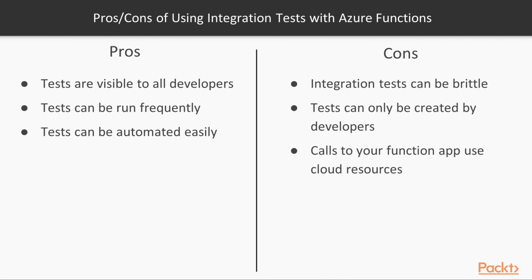So what did we learn? Well, we created a simple function app that sums two numbers, returning the result. We created a Visual Studio solution with a unit test project in it. And in that unit test project, we wrote some tests to cover the cases that we expect. Then finally, we covered the pros and cons of this approach for keeping tabs on your Azure functions.